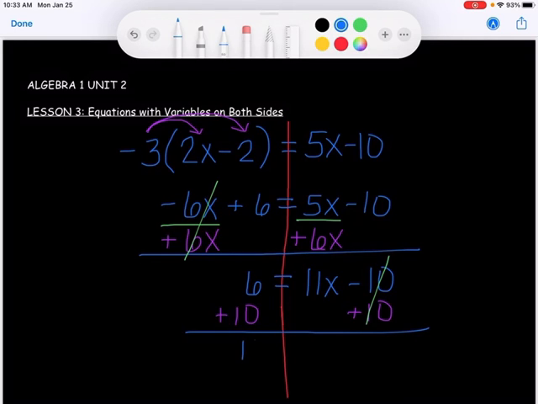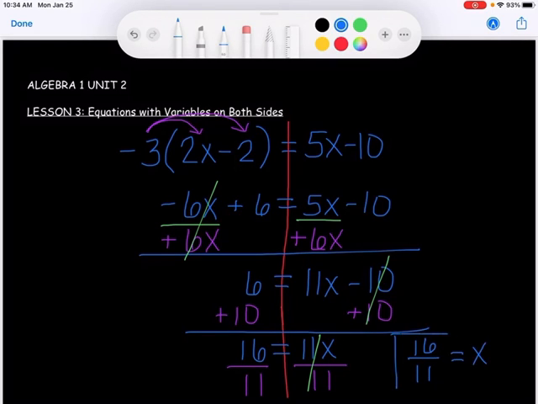Well, 6 plus 10 is 16 equals, bring down an 11x. And then our last step is to get rid of that 11. It's 11 times x, so the opposite will be to divide by 11 so that they cancel out here. Well, 16 divided by 11 is going to be a decimal, so you can just leave it as 16/11. It doesn't reduce, equals x. Now, the instructions may say round to the nearest hundredth or something like that. In that case, you can just type in 16 divided by 11 in your calculator or do long division, and you'll have your answer.